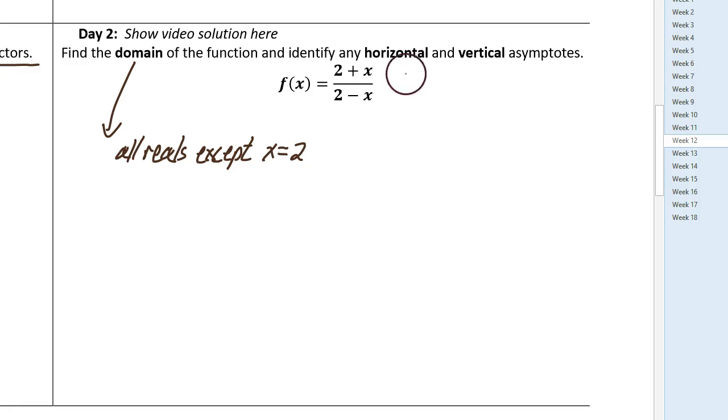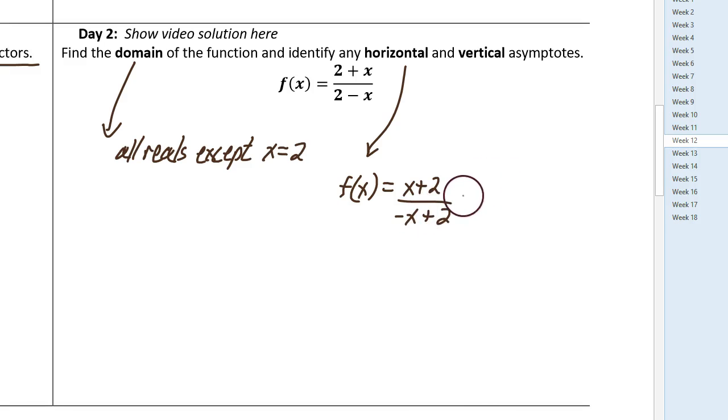Now let's tackle horizontal asymptotes. If we were to graph this, then are there any horizontal lines that the branches of the function get really, really close to but never reach? To find horizontal asymptotes without actually graphing, let's rewrite so that the numerator and denominator are in standard form. This is x plus 2 over negative x plus 2.